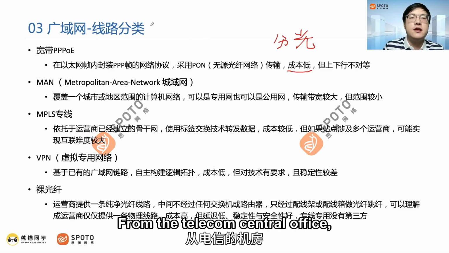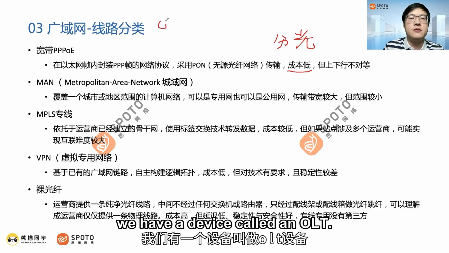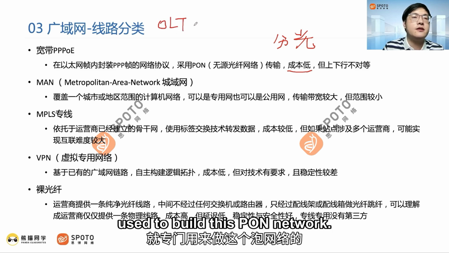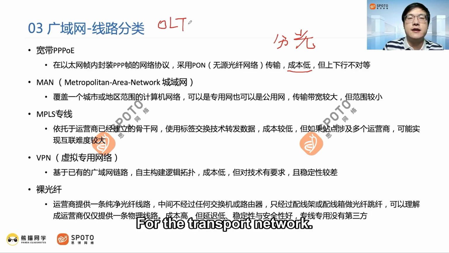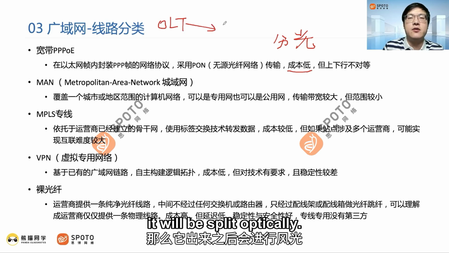From the telecom central office, we have a device called an OLT. It is used to build this PON network, and it is used for the transport network. After it comes out, the signal will be split optically.